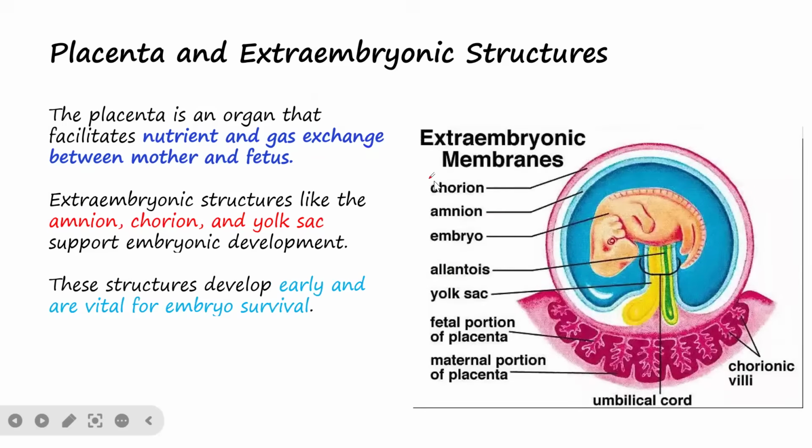So these are the different embryonic structures. The extra-embryonic membranes, where we have chorion, amnion, embryo, allantois, yolk sac, fetal portion of placenta, maternal portion of placenta, umbilical cord, and chorionic villi. All these things we are going to discuss in the next video.